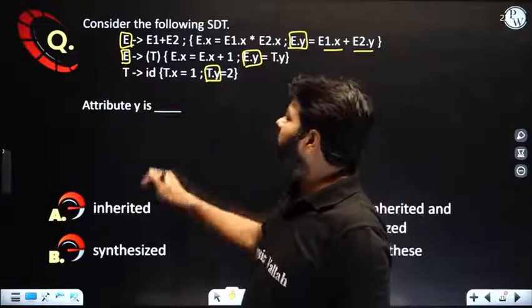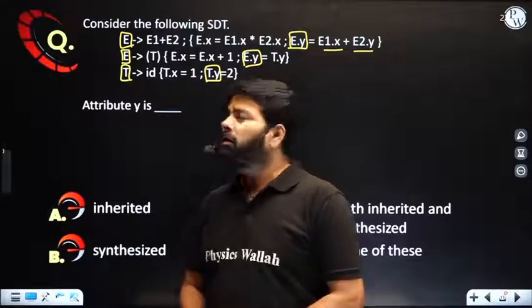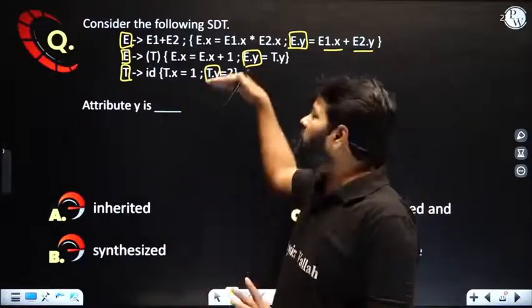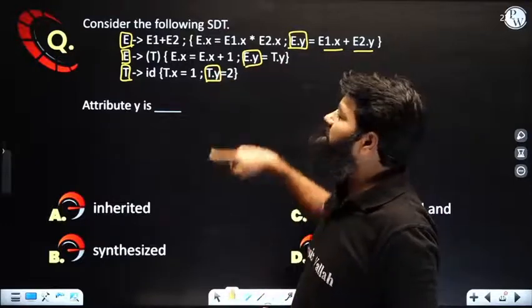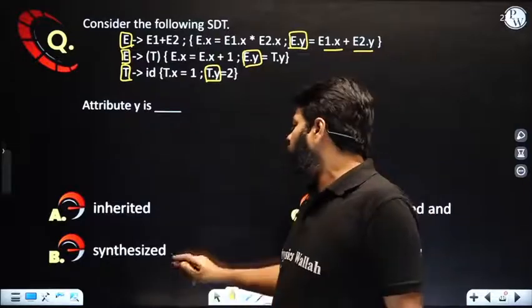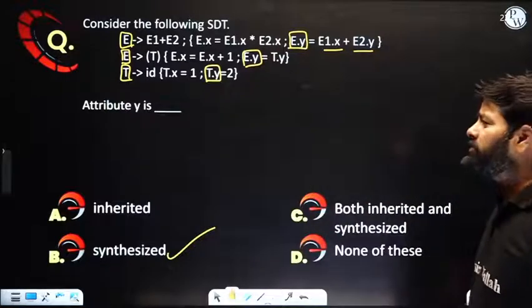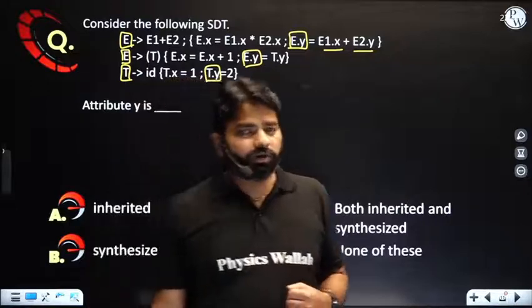And what about this? You're computing at this by depending on no one. That means the 2 is a constant that you can blindly assign, so you decide what you want to say about Y. But both the other statements are saying Y is synthesized, so this one can also follow it. So we say synthesized. Okay. Very interesting question, this one and the previous one. So that is how to identify the type of attribute.